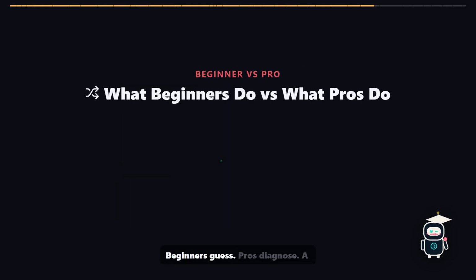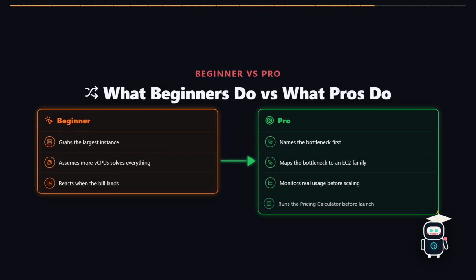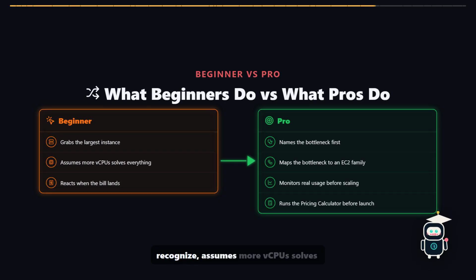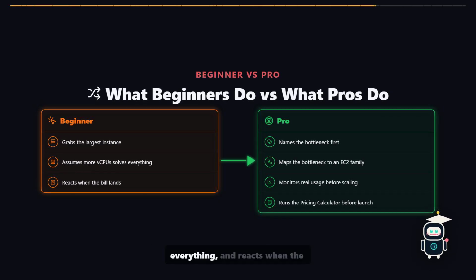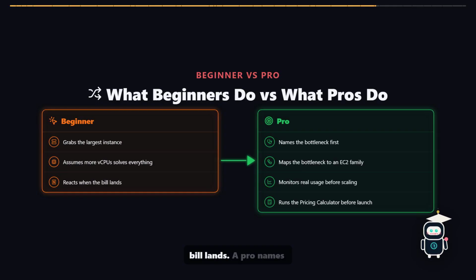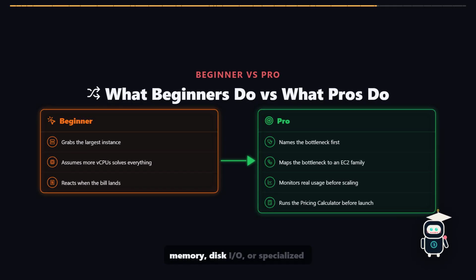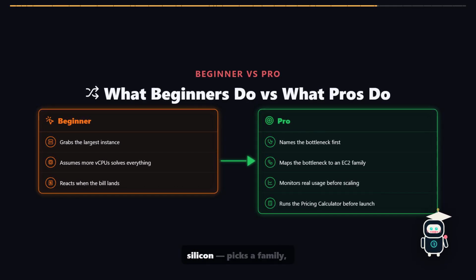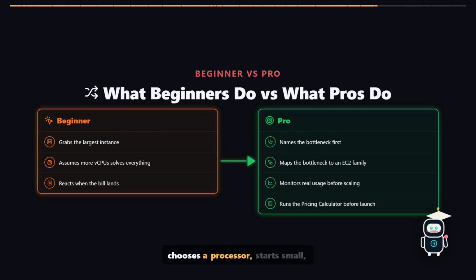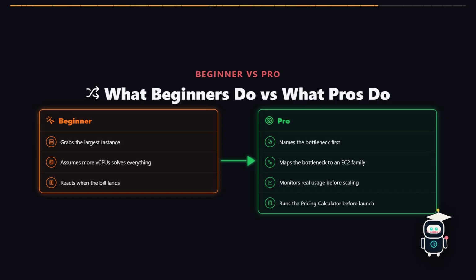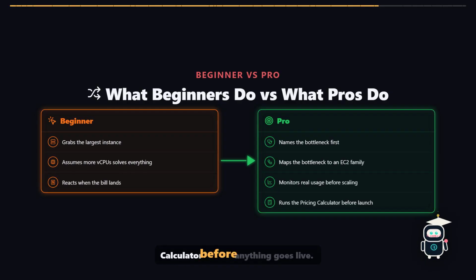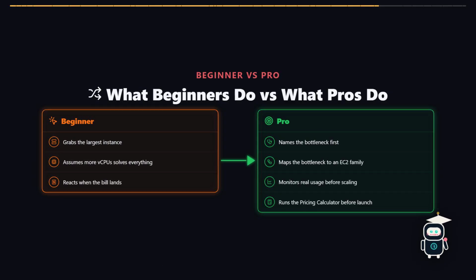Beginner's guess. Pros diagnose. A beginner grabs the largest instance or the only name they recognize, assumes more vCPUs solves everything, and reacts when the bill lands. A pro names the bottleneck first: CPU, memory, disk I/O, or specialized silicon. Picks a family, chooses a processor, starts small, monitors real usage, then scales. And they run the pricing calculator before anything goes live. Same console, very different bill.